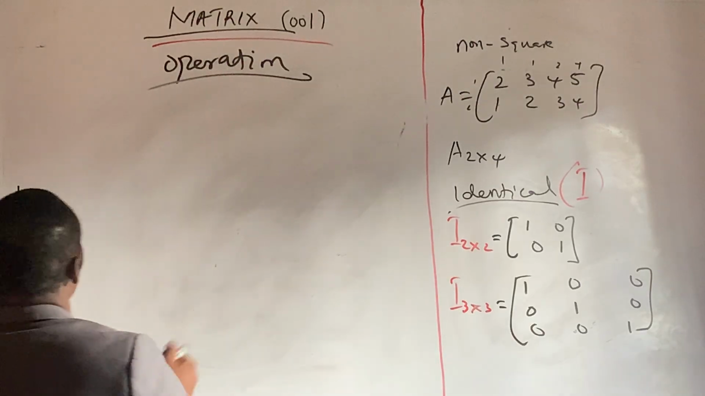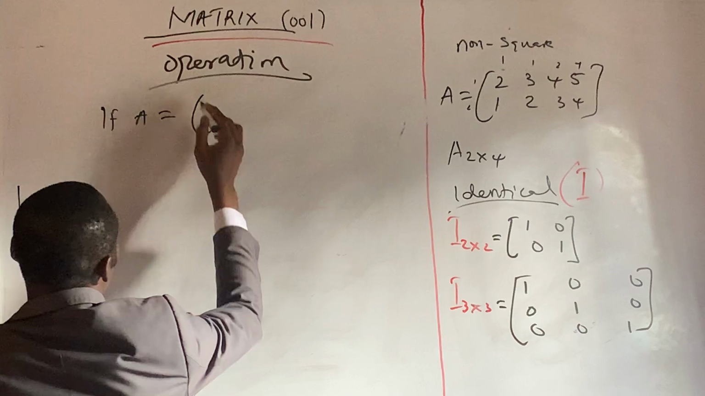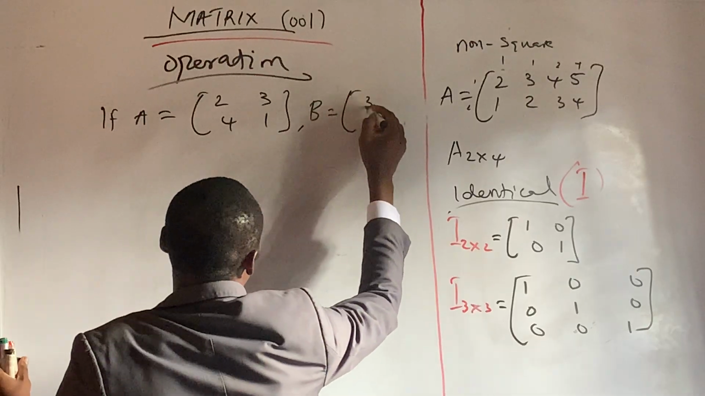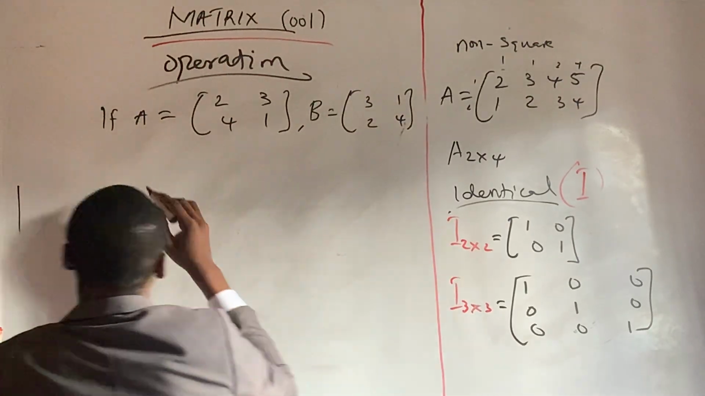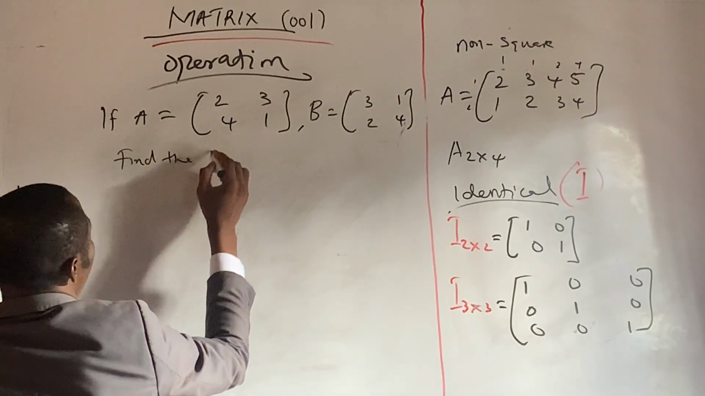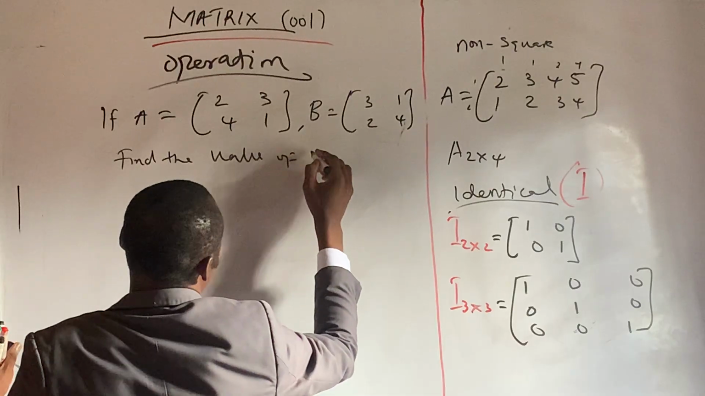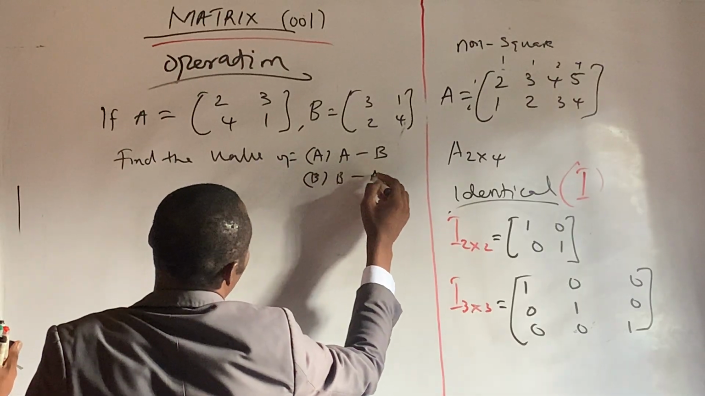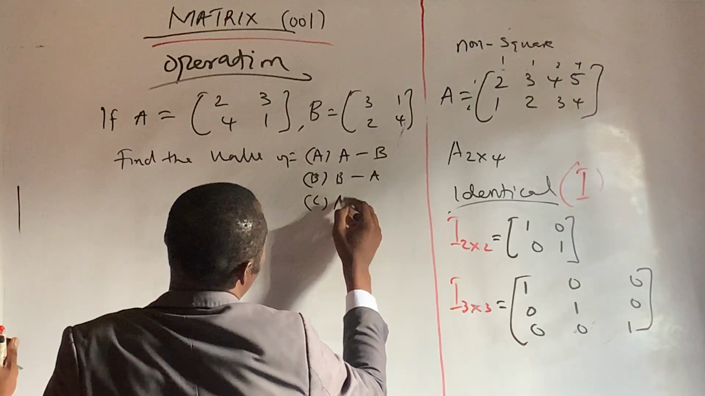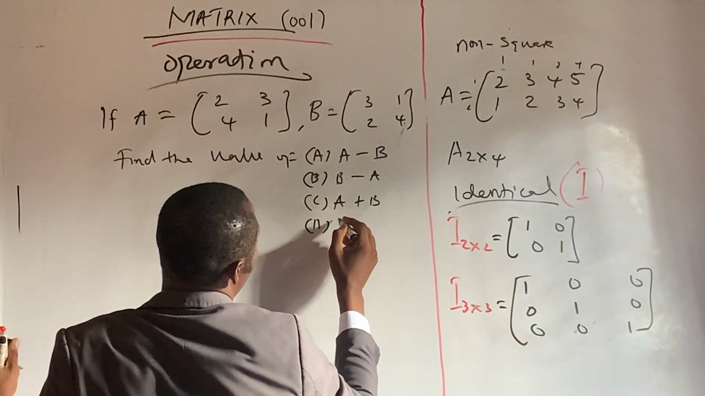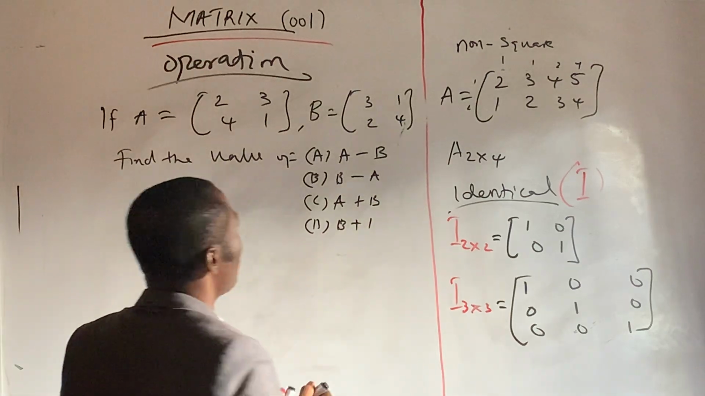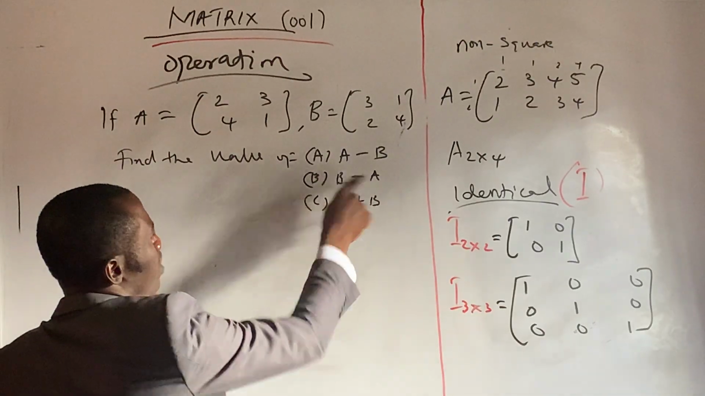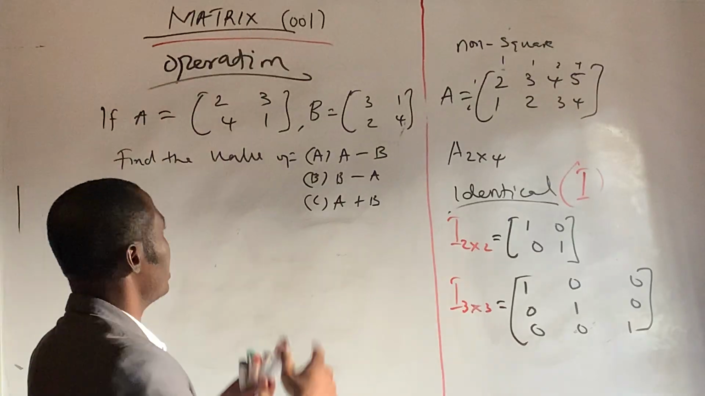Simple ones. Now, if A is equal to 2, 3, 4, 1, and matrix B is equal to 3, 1, 2, 4, and you're asked to find the value of A minus B, then of B minus A, and then of C, A plus B, and then of D, B plus A. I think some of those will give you the same answer, but some might not. Now let's do it. Let's find the first one.